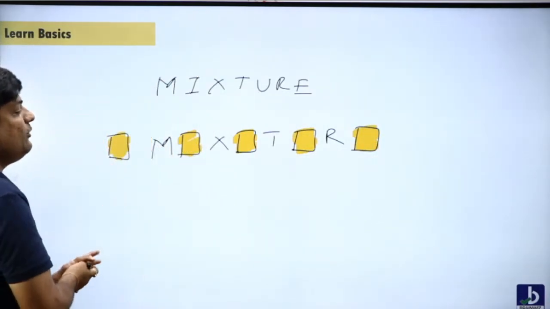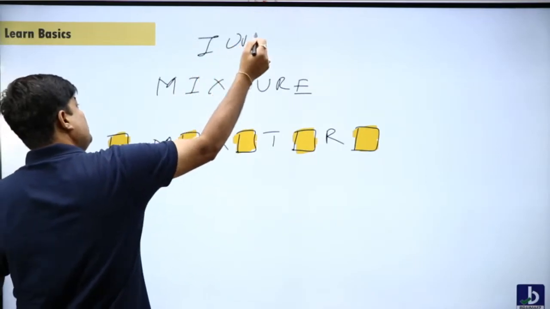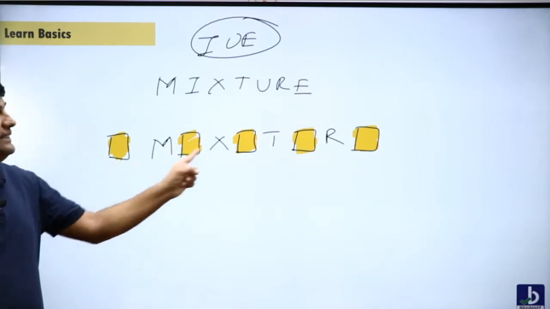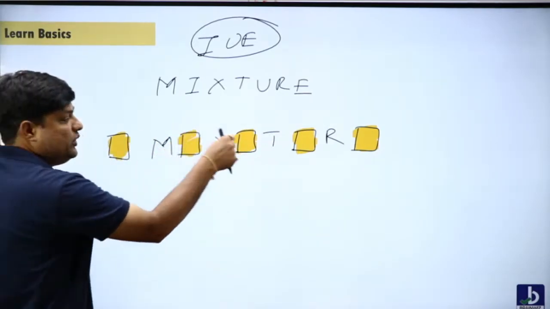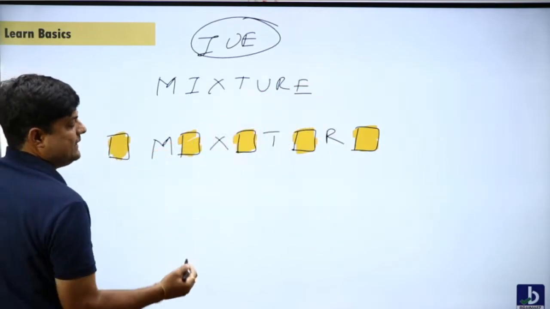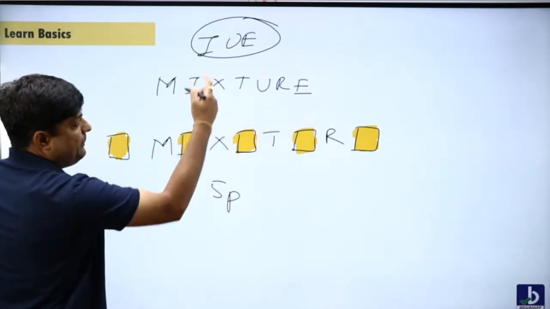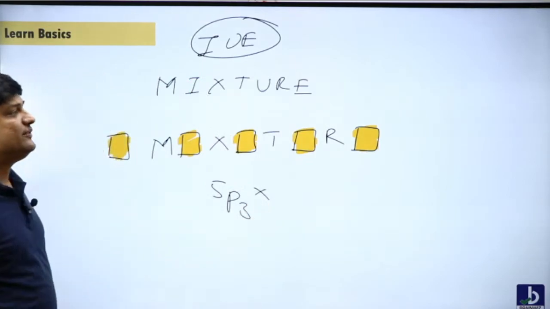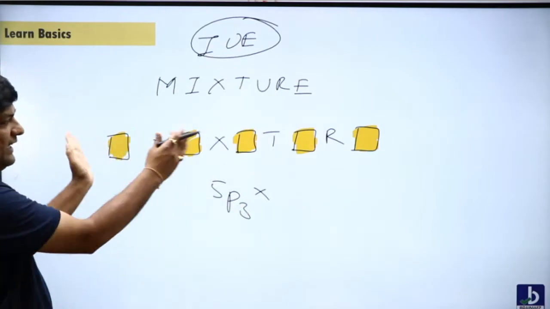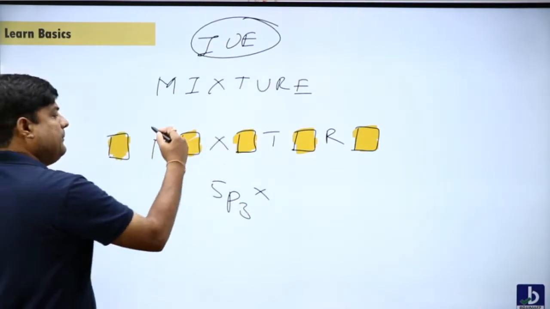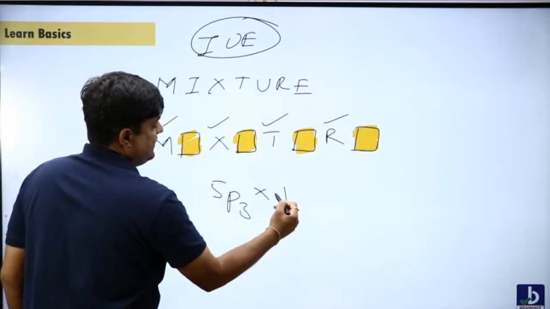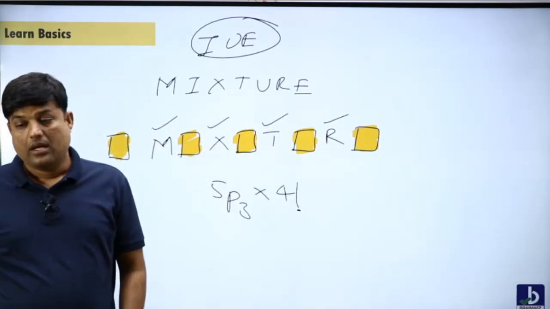Because of the remaining vowels. Who are the vowels? I, U, E. These people can sit in the slots. It can be I, U, E, or E, U, I, or E, I, U. Like this, 5 slots are there. So 5P3 is for whom? These are the places to be filled with vowels. But M, X, T, R, they too have the independence to shuffle. That is 4 factorial. Are you understanding, everybody?